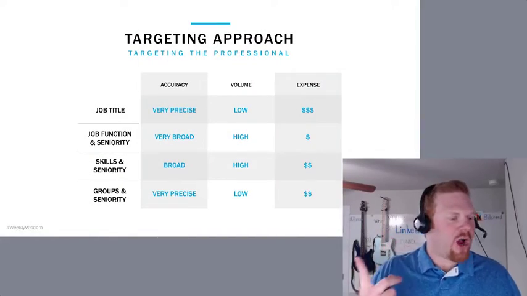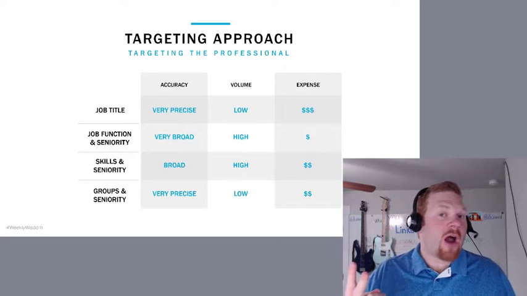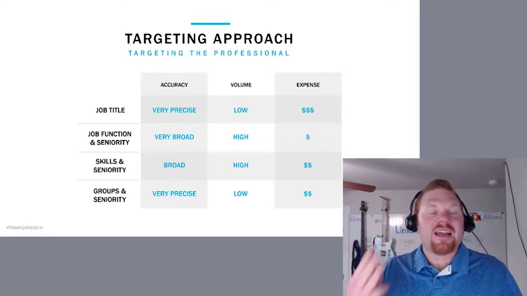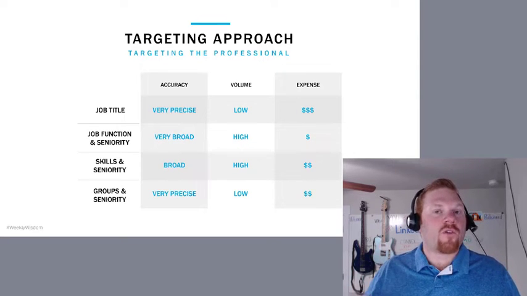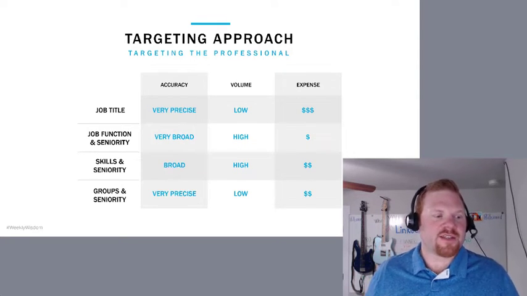Now there are a few more ways, but these are the standard ones. So check this out. Number 1, we can target by job title. Number 2, job function. Number 3, skills. And number 4, groups. Let's go over each one and I'll give you the pros and cons.